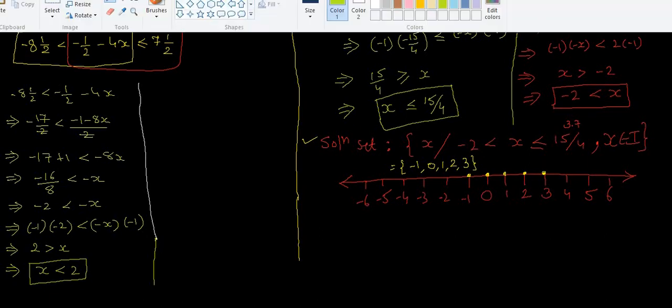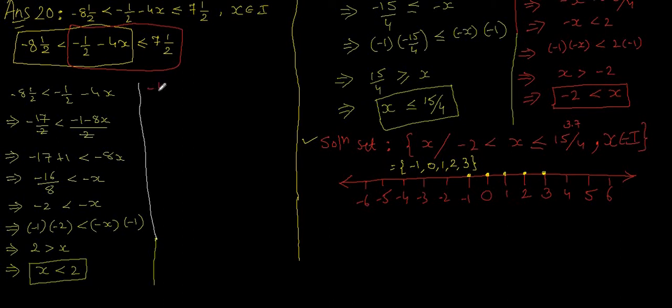I'm going to change the color to red. Here minus 1 upon 2 minus 4x less than or equal to 7 integer 1 upon 2. Here minus 1 minus 8x upon 2 less than or equal to 15 by 2. So this 2 and this 2 cancel. Minus 1 goes to this side, so it becomes plus 1.